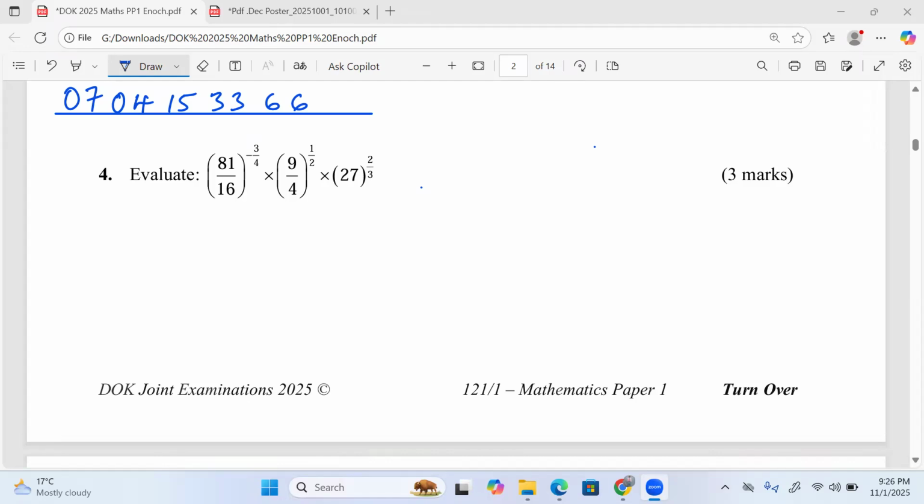We shall be discussing the laws of indices together with an application in a very serious question. Evaluate 81 out of 16 raised to the power of negative 3/4 multiplied by 9 out of 4 raised to the power of half multiplied by 27 power 2 out of 3.